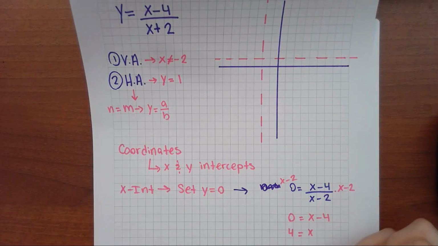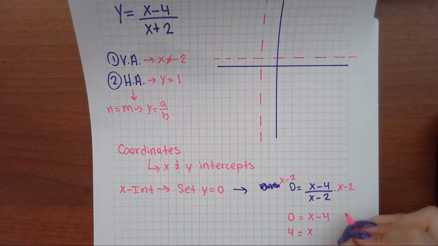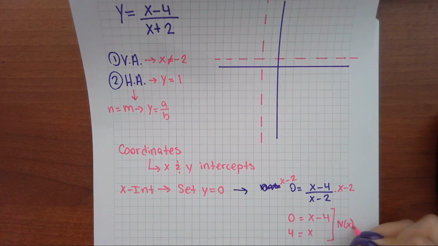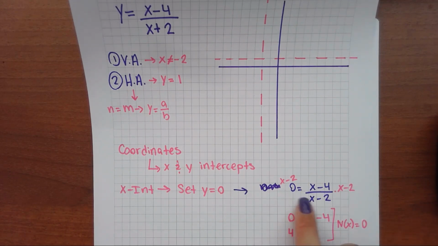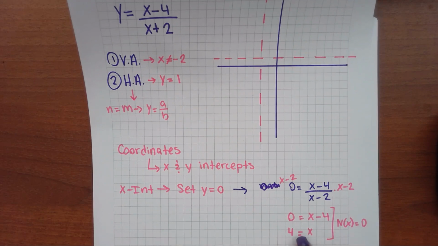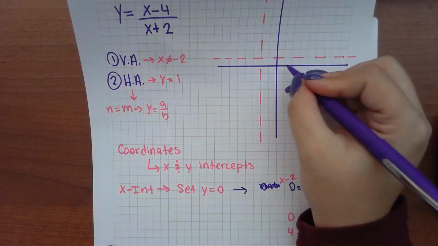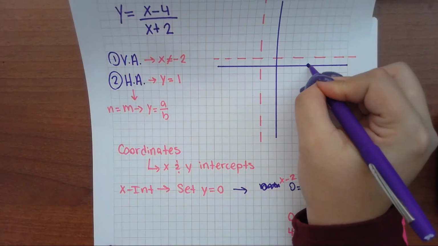Now, another way to do this and to think about this would be to set the numerator equal to 0. That's a kind of a shortcut. Instead of setting y equal to 0, you can set your numerator equal to 0, and that will find you your x-intercept. So we have an x-intercept at x equals 4. So if we go to x equals 4, 1, 2, 3, 4, I should have an x-intercept there.